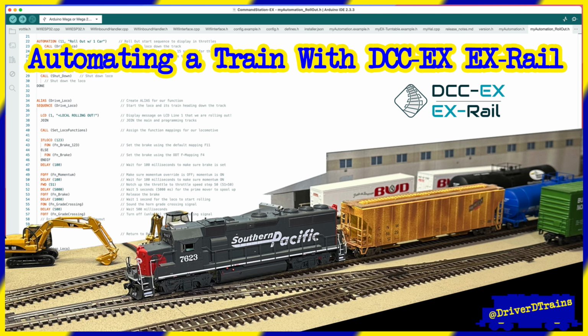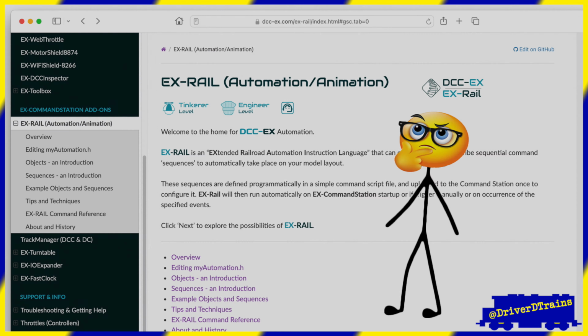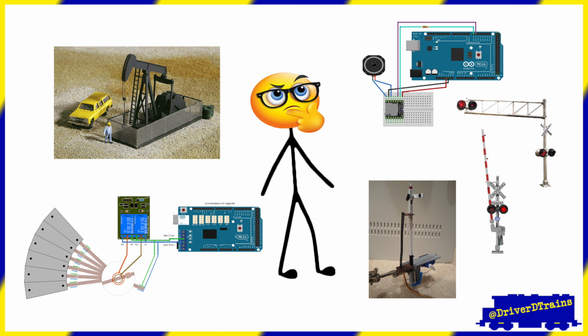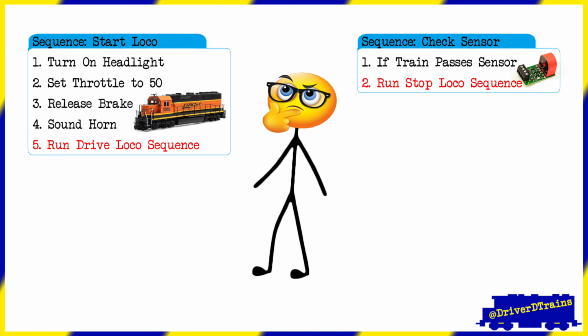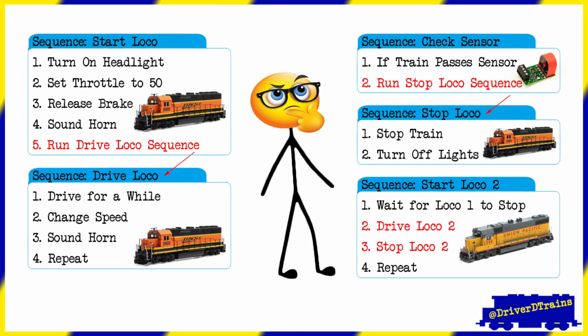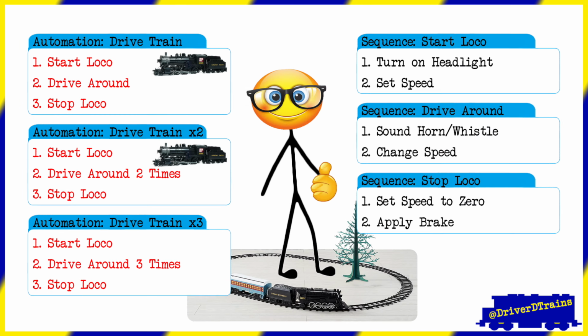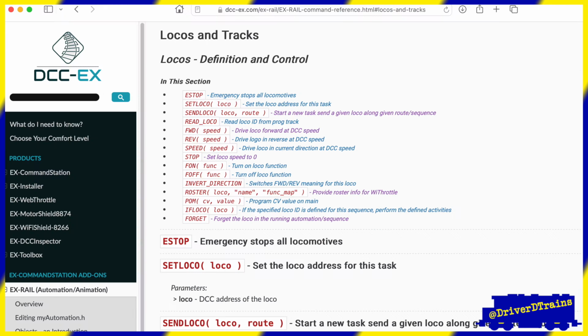Automating a train with DCC-EX EX-Rail. Part 1: Planning our automation. Now that we've learned a little bit about what EX-Rail is and what it can do, it's time to start creating our own automations. The examples in this video build on the concepts we discussed in the last video, especially those related to EX-Rail sequences and aliases. Be sure to do a quick review of part 2 of that video if you haven't already seen it or if you need a refresher.